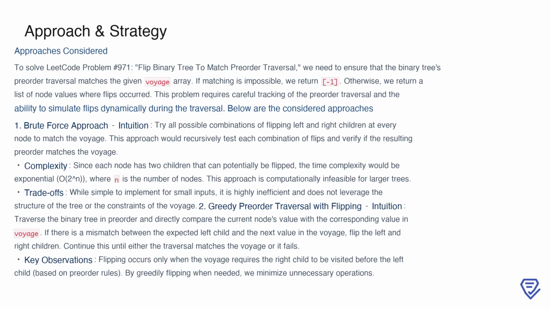It also doesn't take advantage of the tree structure or the constraints of the voyage. On the other hand, the greedy preorder traversal with flipping offers a more strategic approach. Here, we traverse the tree in preorder while directly comparing node values to the voyage. If we encounter a mismatch that requires flipping, we swap the left and right children and continue. This minimizes unnecessary operations by flipping only when absolutely required.